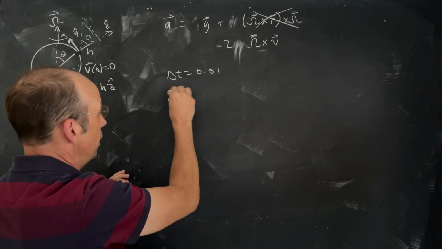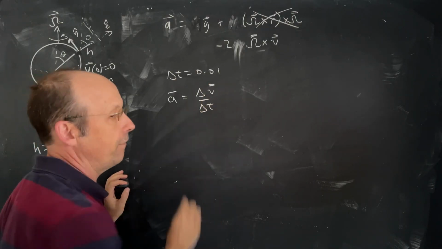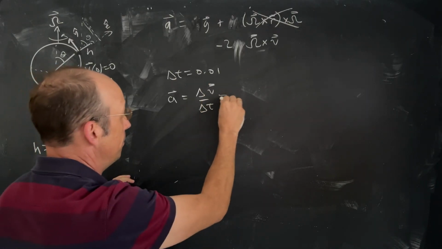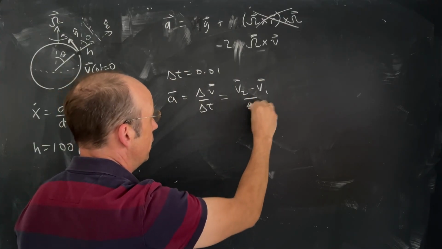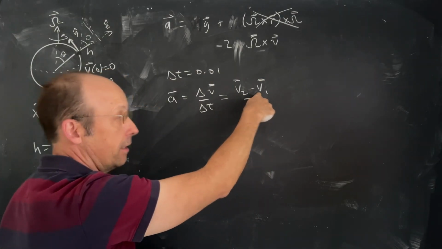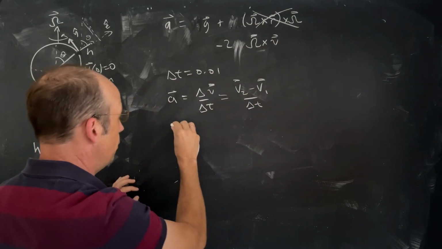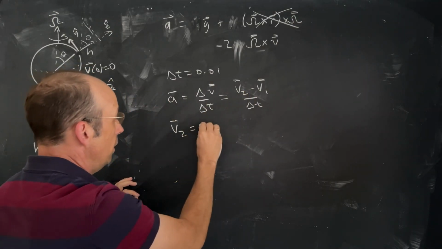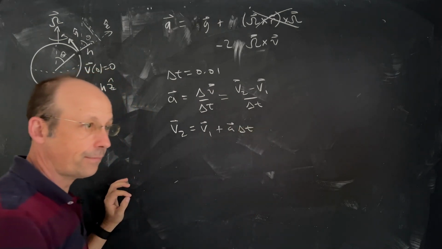So I can say the acceleration is the change in velocity with respect to time. And if you've seen any of my videos, you know I've done this derivation a billion times. It's v2 minus v1 over delta t. So this is the velocity at the beginning of the time interval, and that's at the end. I can solve this equation for v2. v2 is v1 plus a delta t.